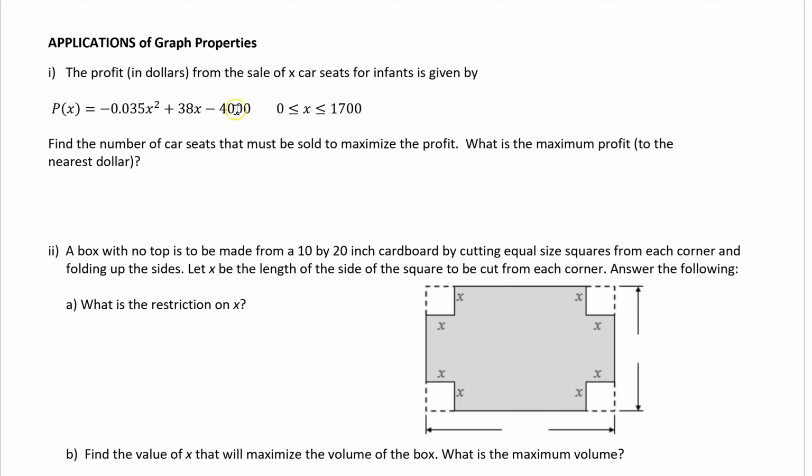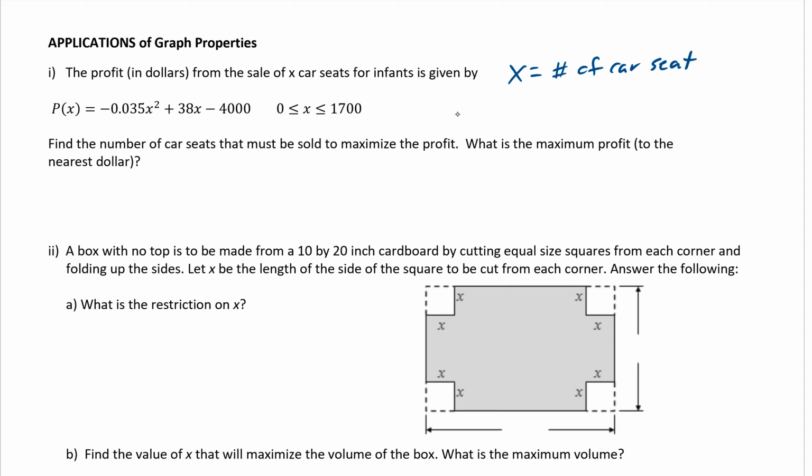Sometimes they'll ask for increase or decrease, but for the most part, it's the max and the min. So on this one, you can go right to the end, where it asks, what is the maximum profit? What you want to do first, though, is go through the problem and decide what the x and the y represent. So our x here is the number of car seats.